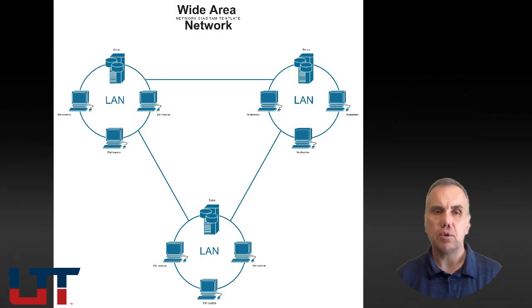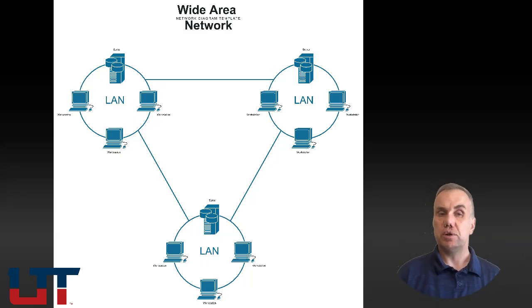A wide area network, on the other hand, spans multiple sites or long distances. Where a LAN might cover a single plant, a WAN might connect that plant to a corporate office, a cloud historian, or a control center 200 miles away.